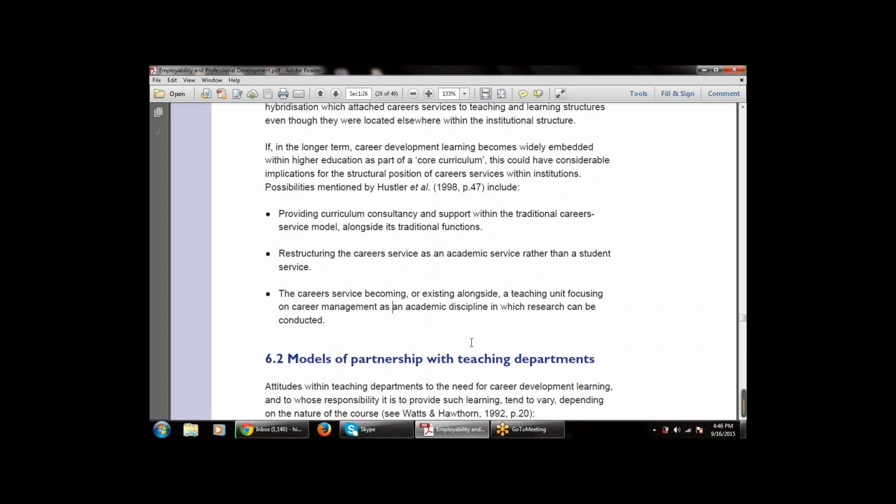Then the next topic is models of partnership with teaching departments. That is, what are the various models of partnership that are used with the teaching department.